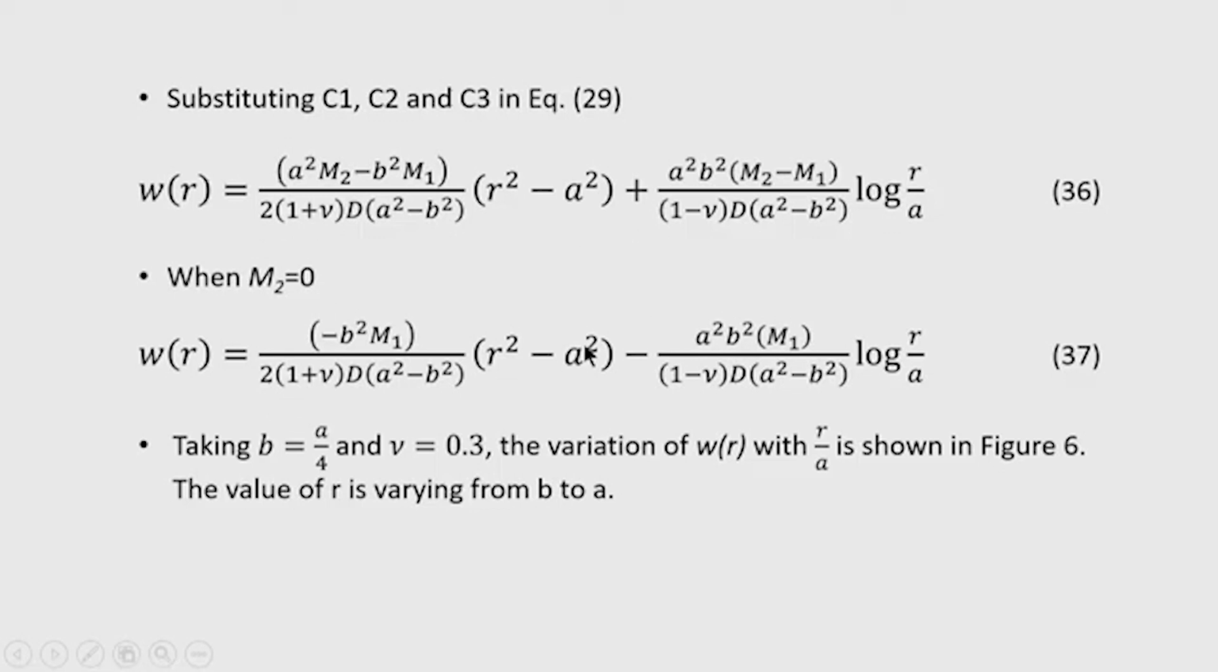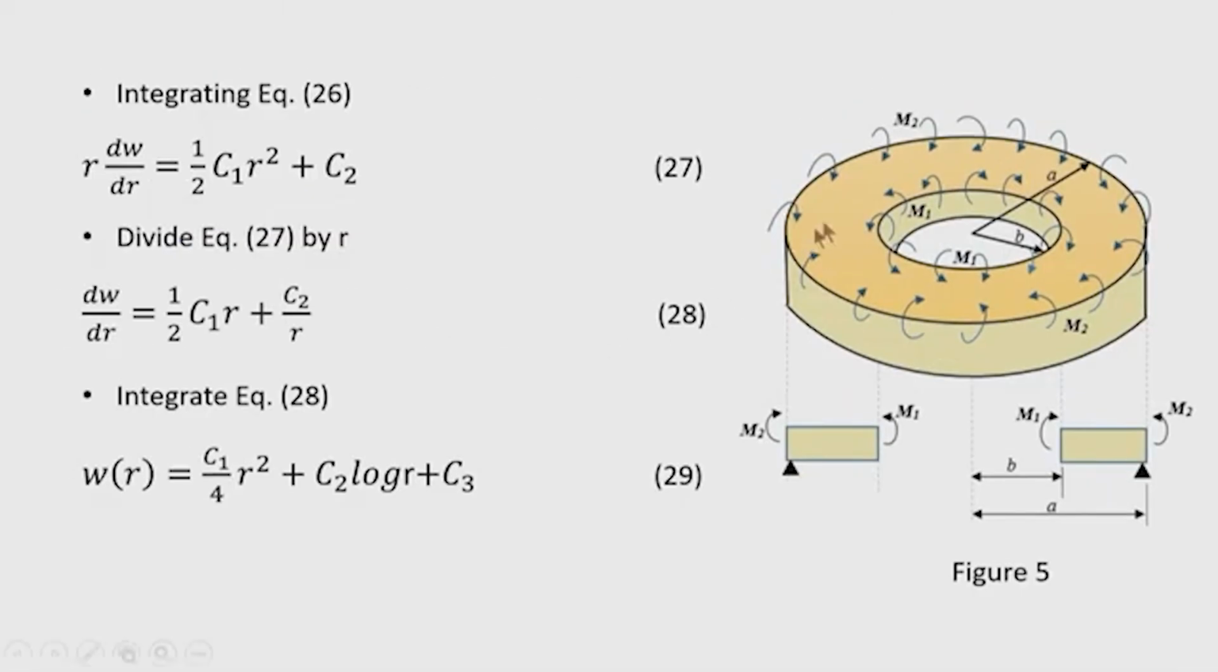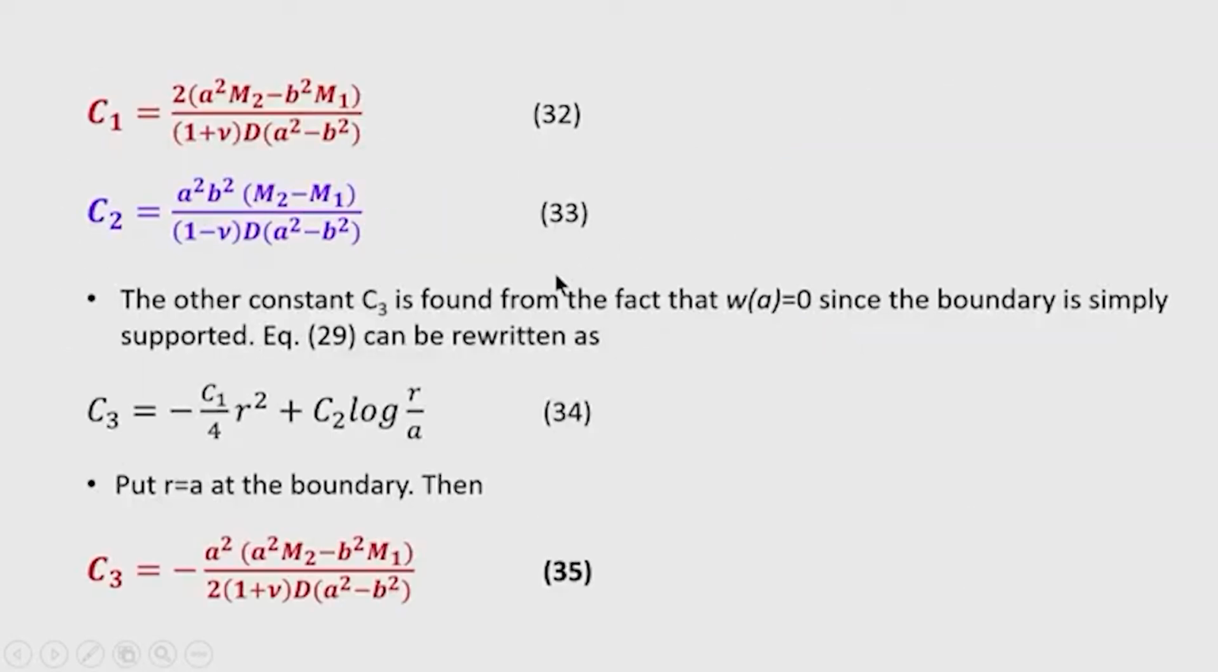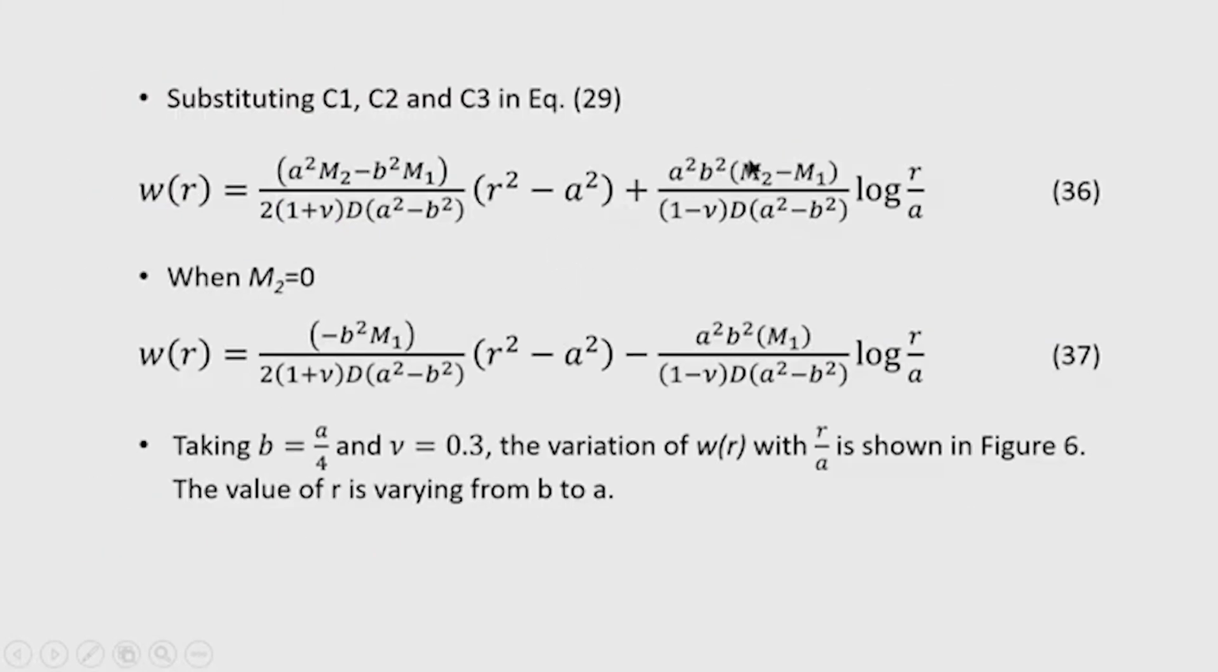Now, when m 2 is equal to 0, for example, here there is no moment at the outer edge, only the inner edge moment is acting. So, put m 2 equal to 0 in this expression, and then we can get the expression for W r as this.